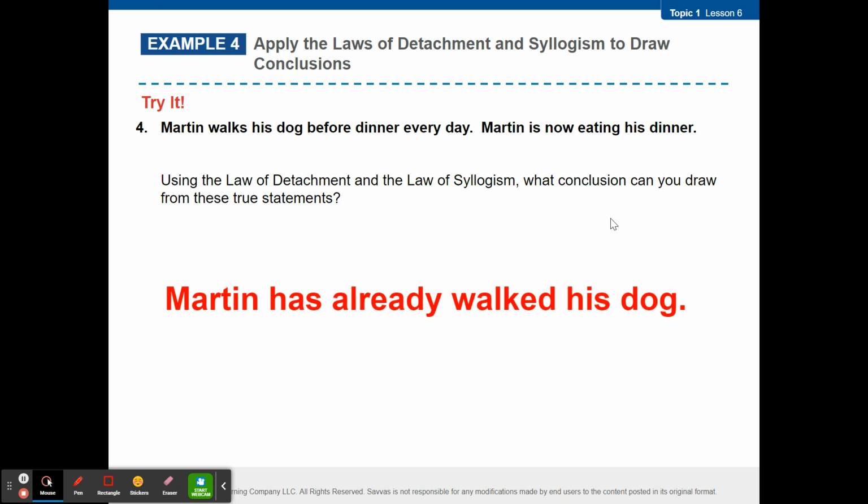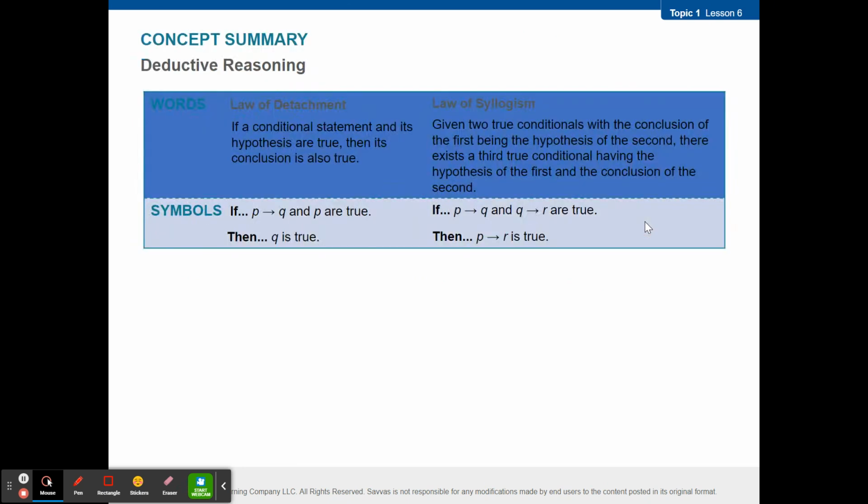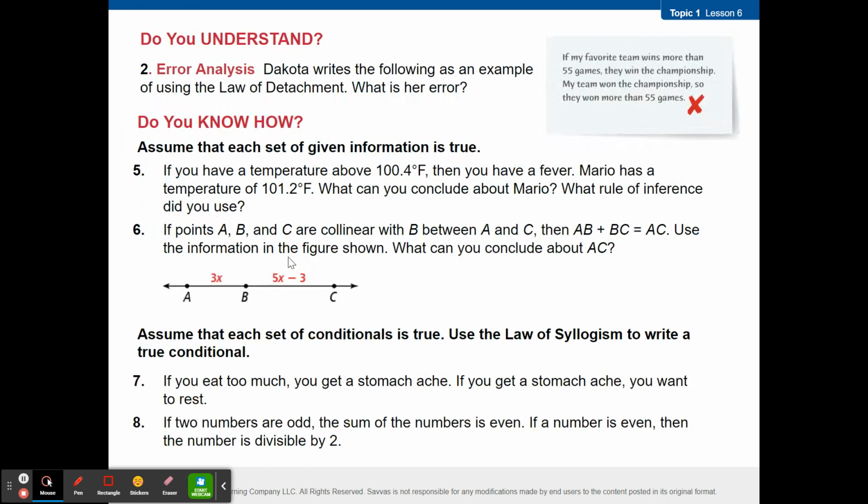All right, I want you guys to turn to page 26. This is just a conclusion. If you missed writing this down, make sure you have this written down. This is your law of detachment. This is your law of syllogism right here. Okay, last call for that if you don't have it yet. Going once, going twice. Anybody writing? Okay. I want you guys to do 2, 5, 6, 7, and 8. Give those a shot.